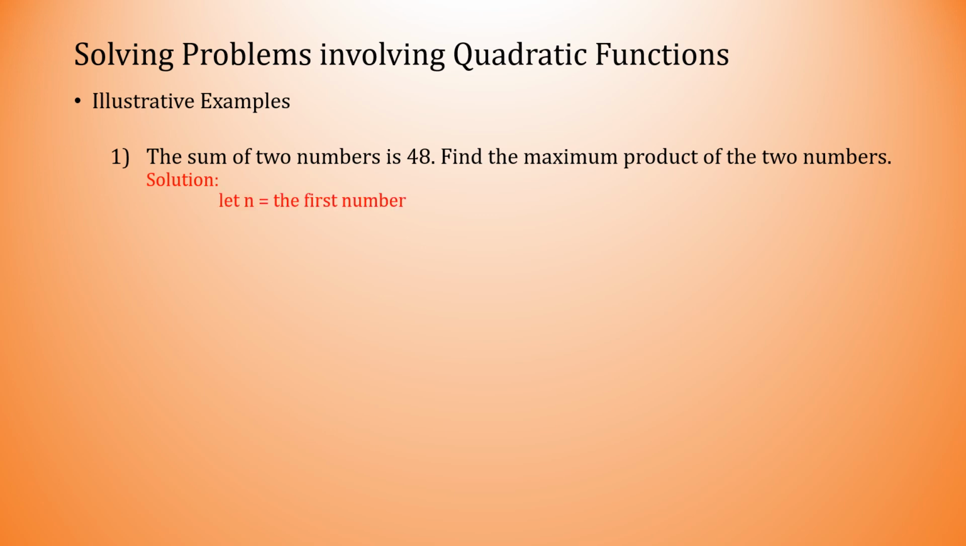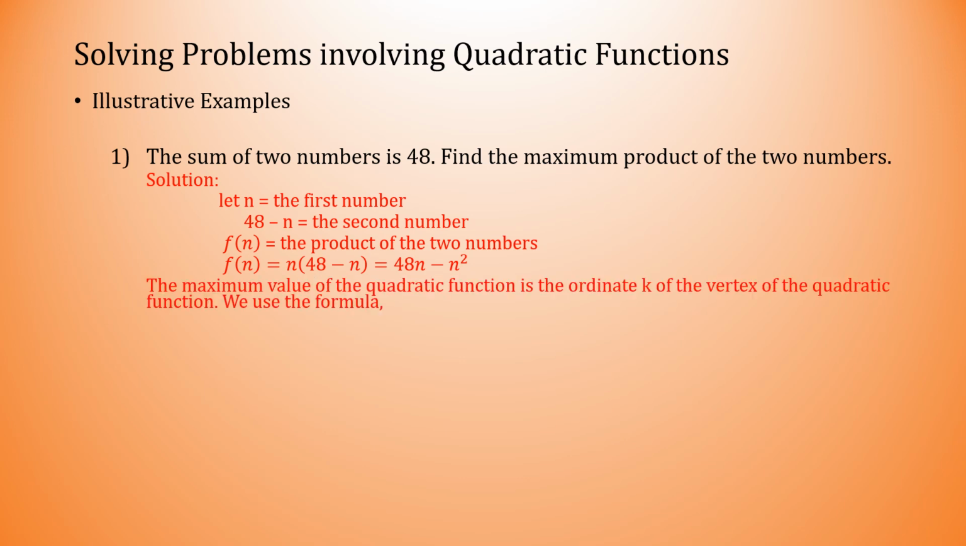First, we let n be the first number, and 48 minus n be the second number. We let f of n be the product of the two numbers. So we have f of n is equal to n times (48 minus n). So n times 48 is equal to 48n, and n times negative n is equal to negative n squared. So we have our quadratic function f of n is equal to 48n minus n squared.